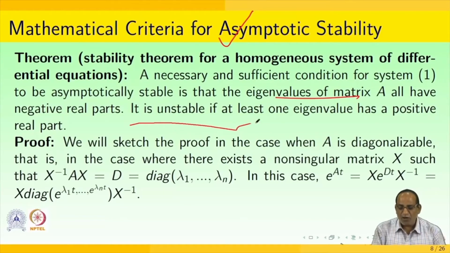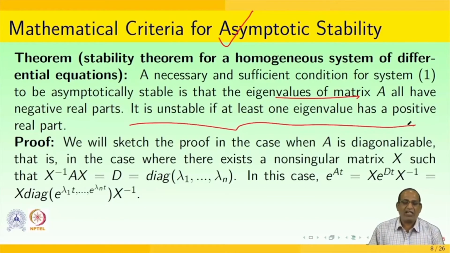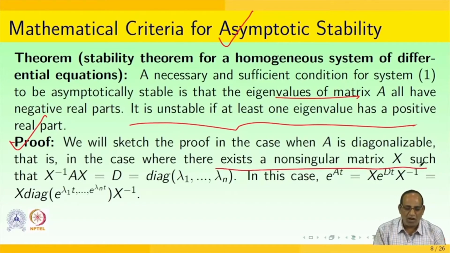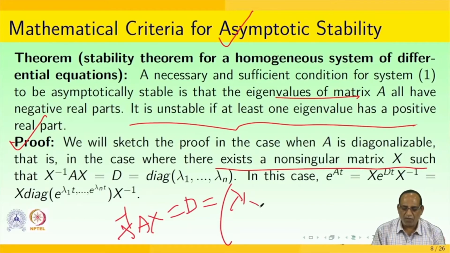It is unstable if at least one eigenvalue has a positive real part. So, the proof would be very simple over here. We will sketch the proof in the case when A is diagonalizable. That is, in this case there exists a non-singular matrix X such that X inverse AX is equal to D, the diagonal matrix of lambda 1, lambda 2, ..., lambda n.